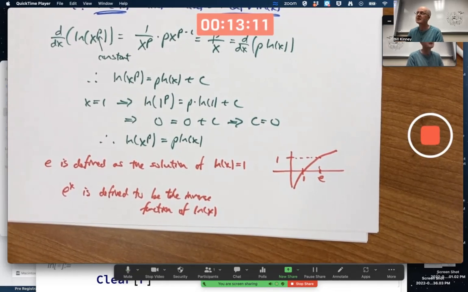Okay. Historically, that's the way people thought about it. That's how people came up with e. Now, e comes up in other ways in math, like with compound interest, but that's not how it was done historically.